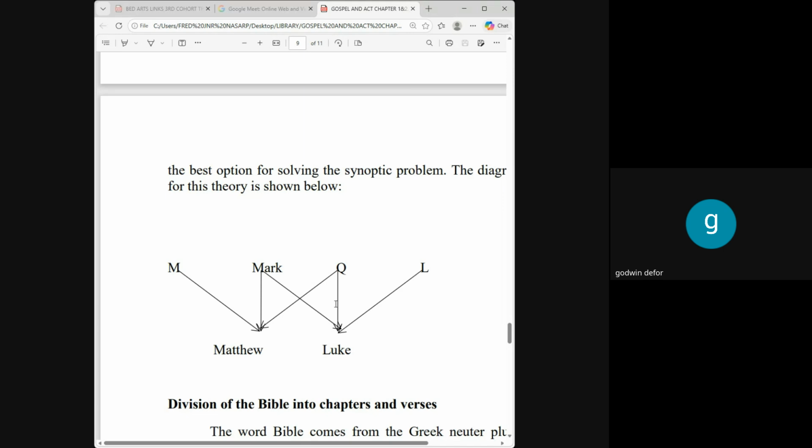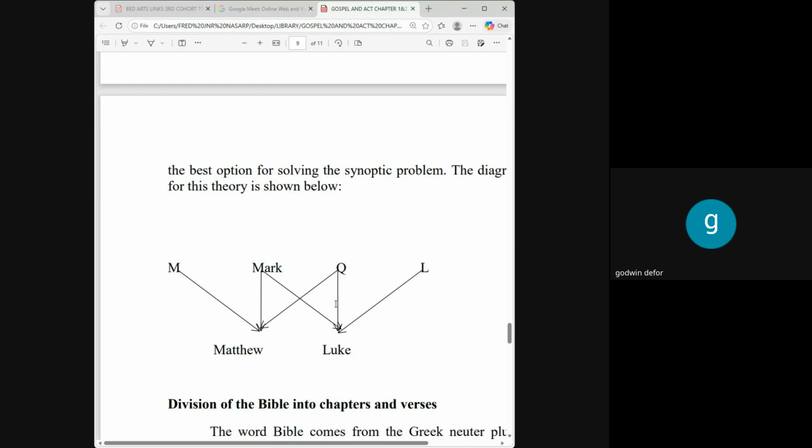Now you have a diagram in support. When you look at the diagram of the four source theory on your screen, you have M on the left. On the right side of M, you have Mark. On the right side of Mark, you have Q. On the right side of Q, you have L. At the bottom, you see Matthew below Mark and Luke below Q. Let me explain.